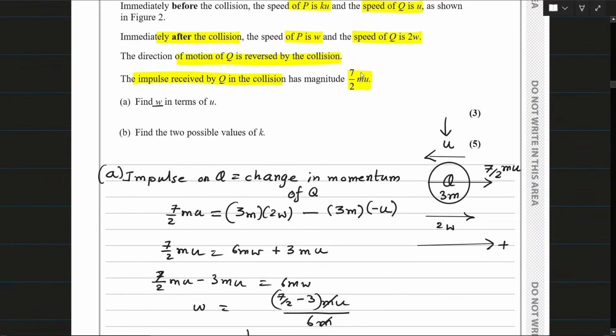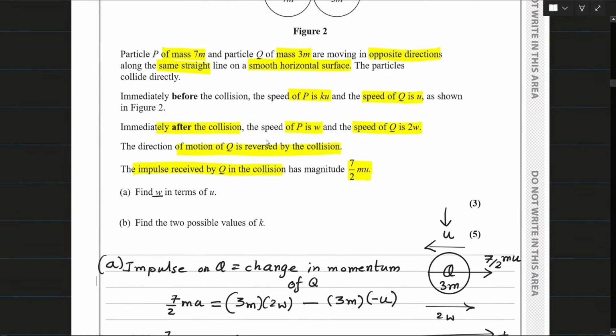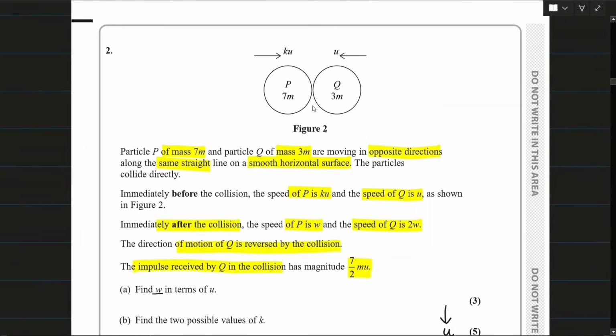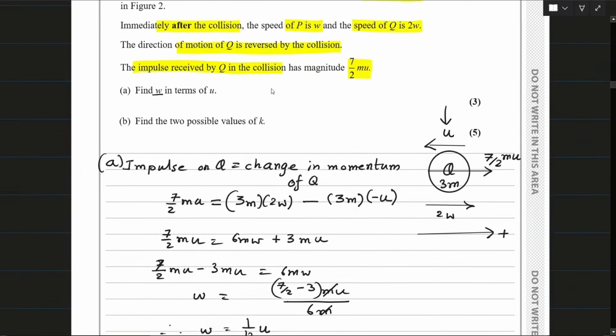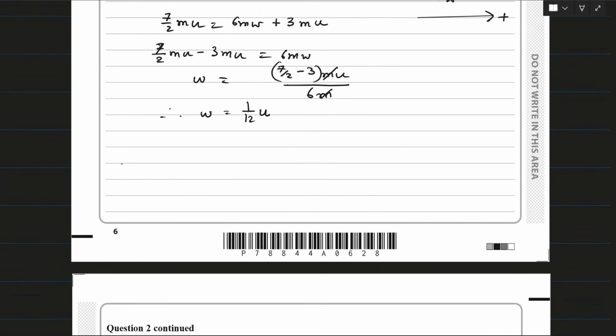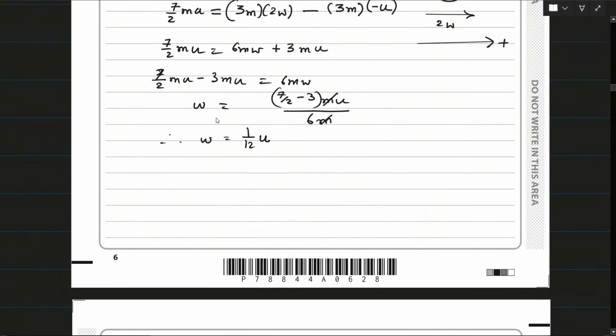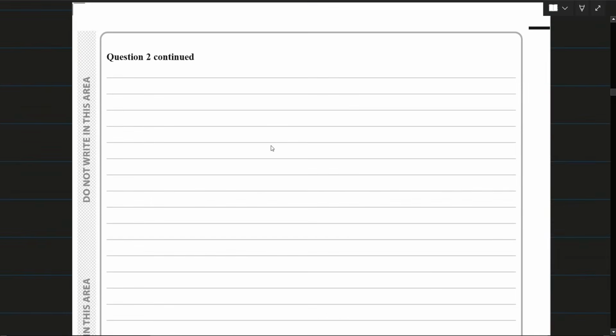Now for part B, we see that we have to find two possible values of k. Now k is the factor for the speed of P before the collision. The speed of P before the collision was ku, as we can see on the diagram. So if we want to find the speed of P before the collision, we need to consider the equations for the motion of P, before and after the collision.